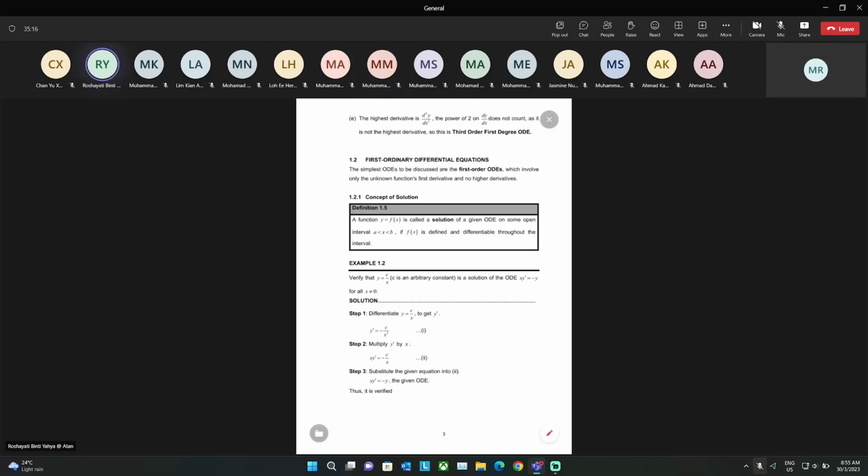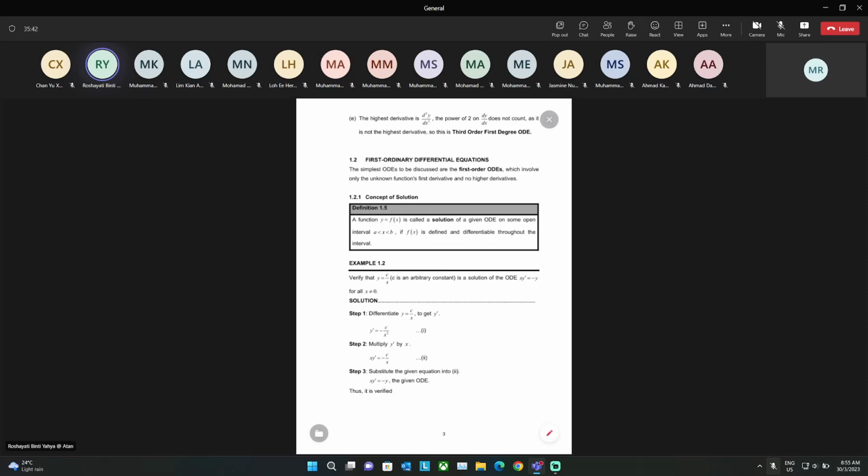Just now the answer ni third order. And then first ODE, differential equation. So the simplest ODE to be discussed here adalah first order ODE, which involve only the unknown function's first derivative, no higher. So first order ni kita akan lihat tentang first derivative sahaja. Kita tak cover higher.